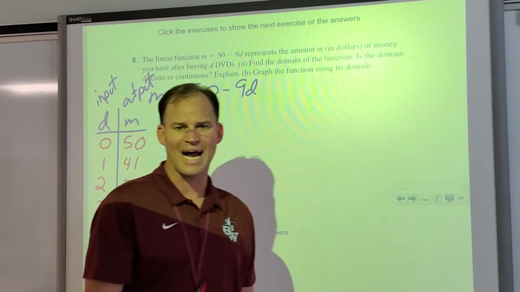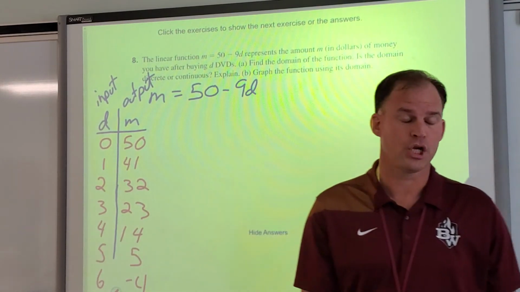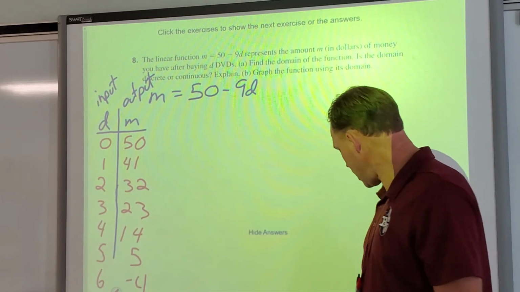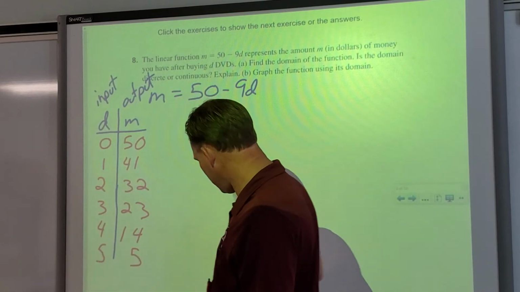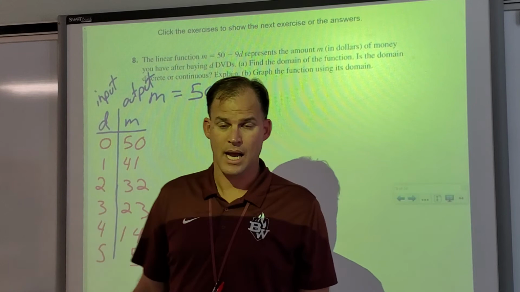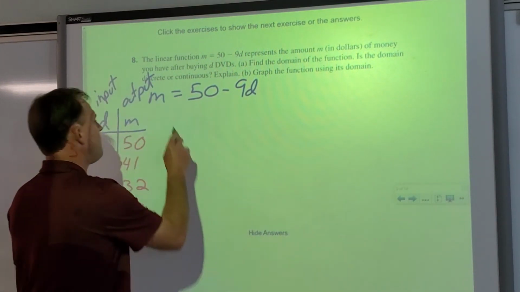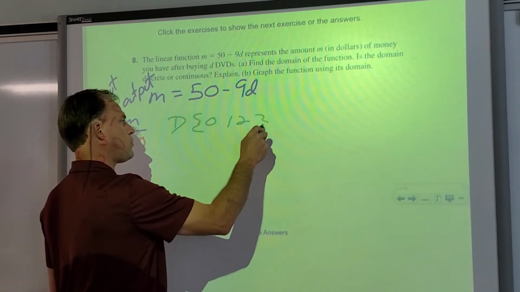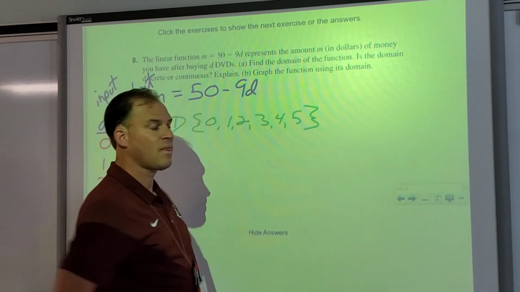Can I buy 6 DVDs? No, I can't have negative $4 in my pocket. So now, the problem didn't tell me I had any restrictions, but reality sets in. I can't have that. So my domain stops right here. My domain is 0, 1, 2, 3, 4, and 5. That's the domain.